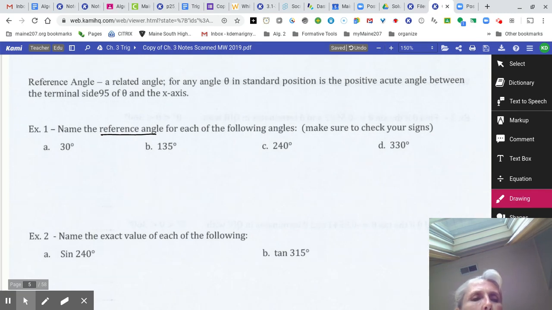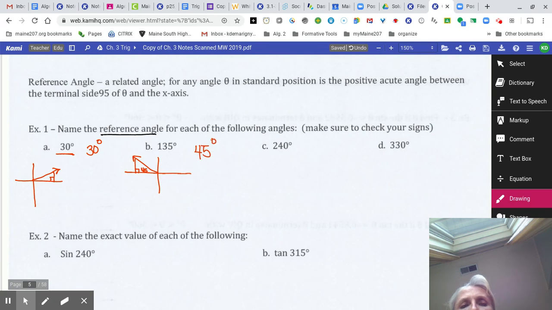Okay, so for a 30-degree reference angle, hopefully I don't have to do this for every single one, but if I'm here at a 30-degree reference angle, remember that I want to make a little right triangle, so we're going to keep that at 30 degrees. If I go to 135 degrees, so here's my 90, plus I'll need 45 more to make the 135. So that's going to make this one 45 degrees, and there's the reference triangle at 45.